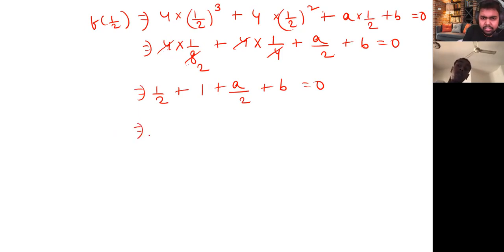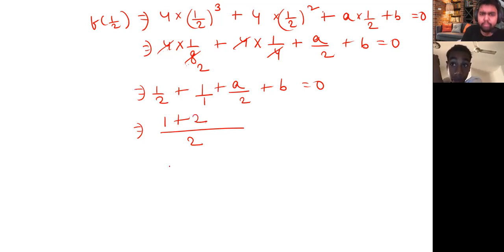Now let us take the LCM. LCM would be 2, okay? This thing here is 1. So 1 times 2 would be 2. And here I will be multiplying, it would be 2. Are you understanding this, right? You know how to solve a fraction, okay? And then 2 and 2 will cancel each other. So 1 into a would be just a.